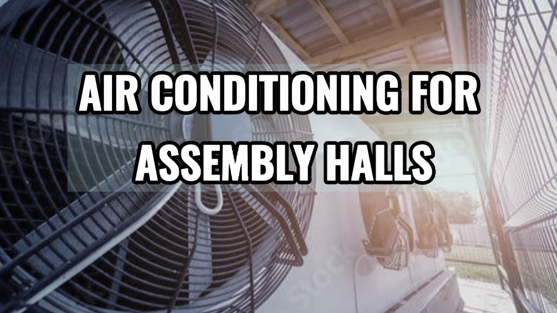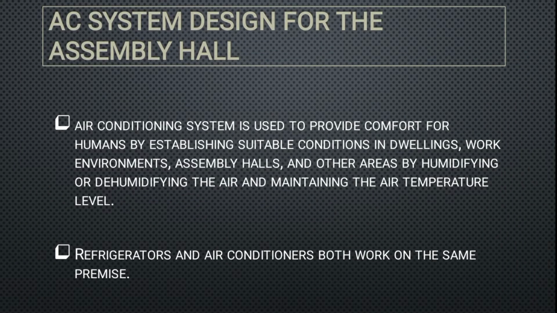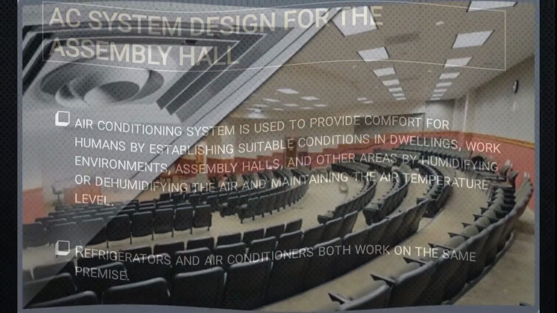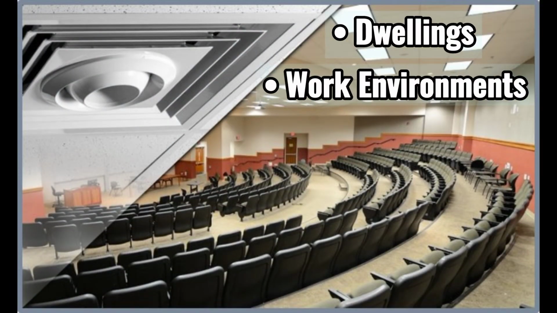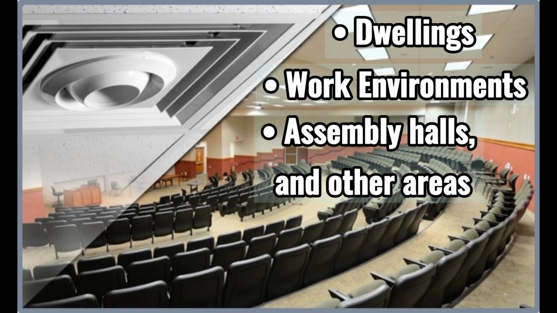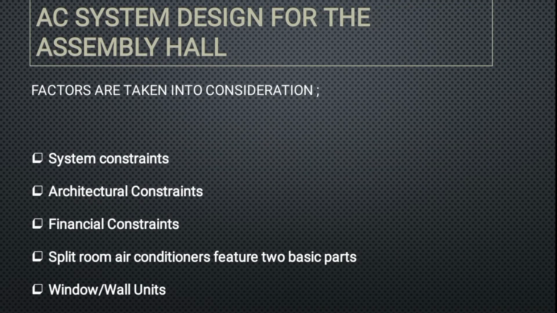The air conditioning system designed for the assembly halls. An air conditioning system is used to provide comfort for humans by establishing suitable conditions in dwellings, work environments, assembly halls, and other areas by humidifying or dehumidifying the air and maintaining the air temperature level. When selecting an air conditioning system for a specific application, these are the factors we should take into consideration.